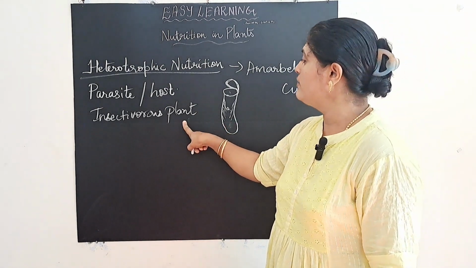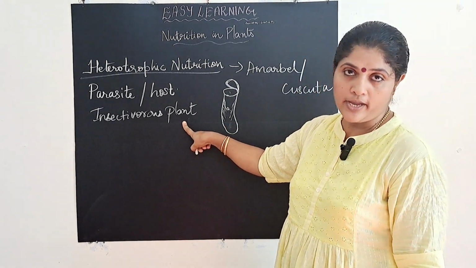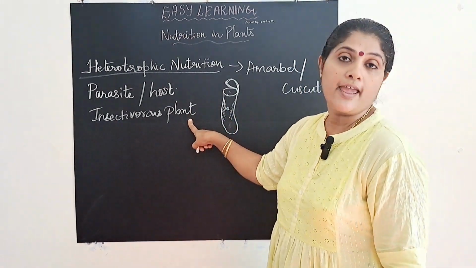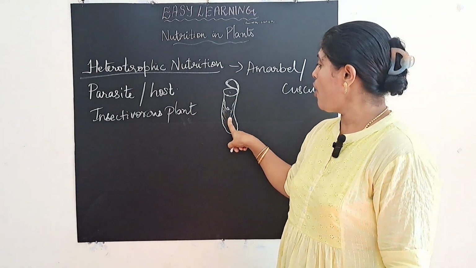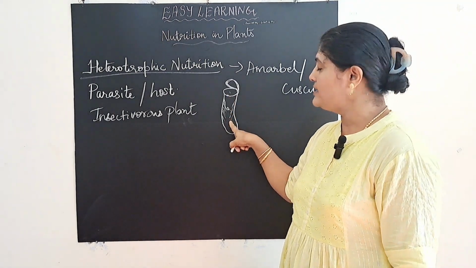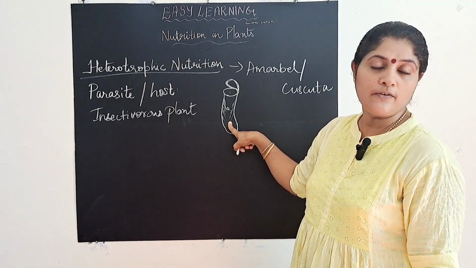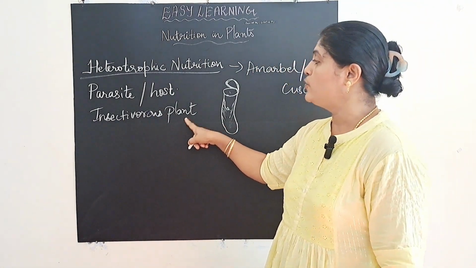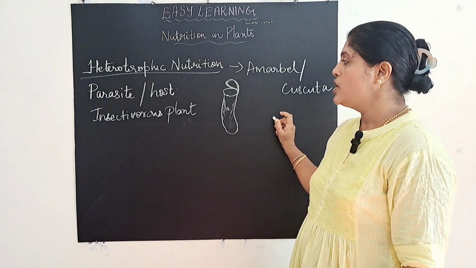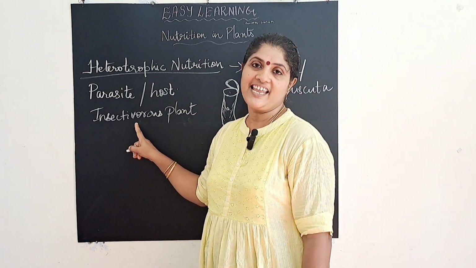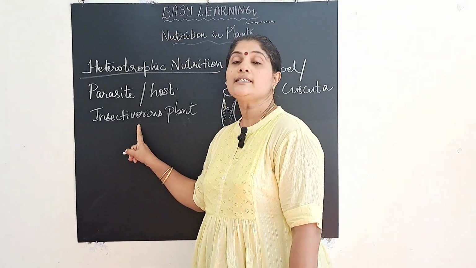Even though it gets nutrients from the soil, it takes another type of mode of nutrition by killing or consuming the organism which gets inside the pitcher, with the help of the digestive juices secreted inside the pitcher. This type of plants are known as insectivorous plants. The simple definition is that the plant which eats insects is known as an insectivorous plant.